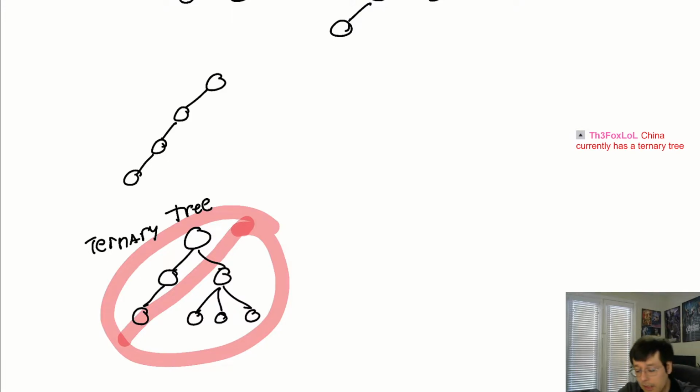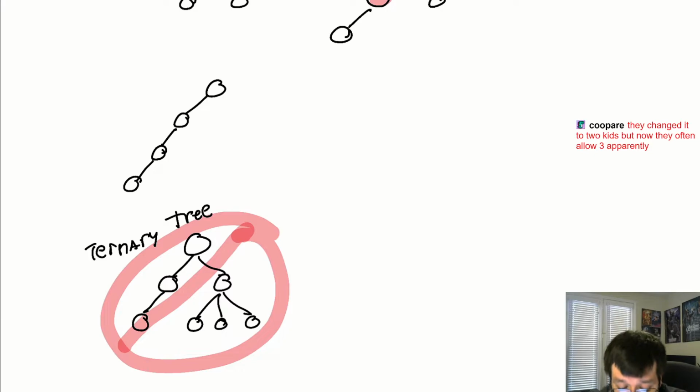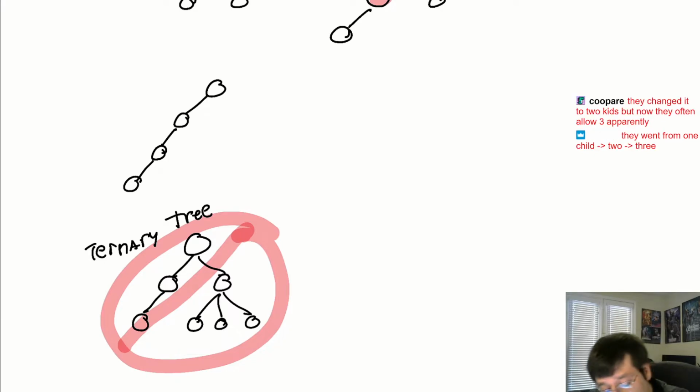Did they? I know they removed the single kid law, but I don't know if they actually implemented another one. I thought it was just freedom now to have any kids, but who knows? But if they do, then that's cool. So I guess they have a ternary tree law. Yeah.